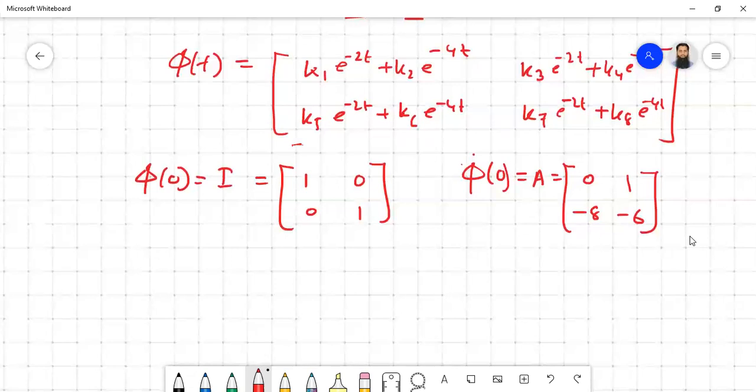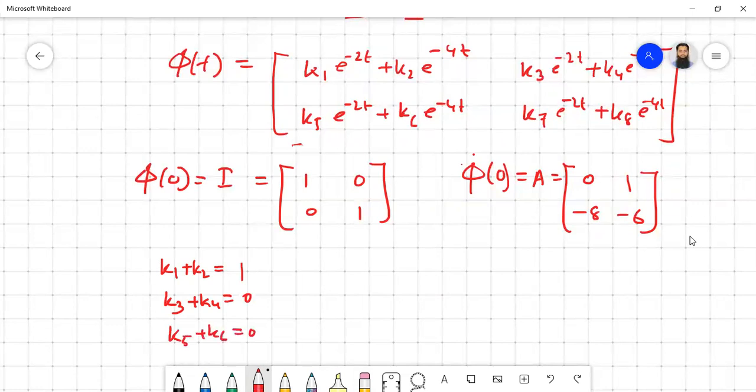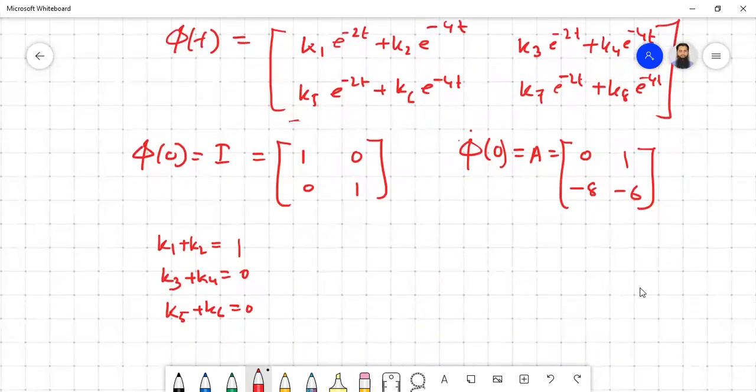So what you can say is k1 plus k2 will be equal to 0. Then k3 plus k4 will be equal to, sorry, the first row has to be 1, 0. So k3 plus k4 equal to 1, then k5 plus k6 equal to 0, and k7 plus k8 has to be equal to 1.